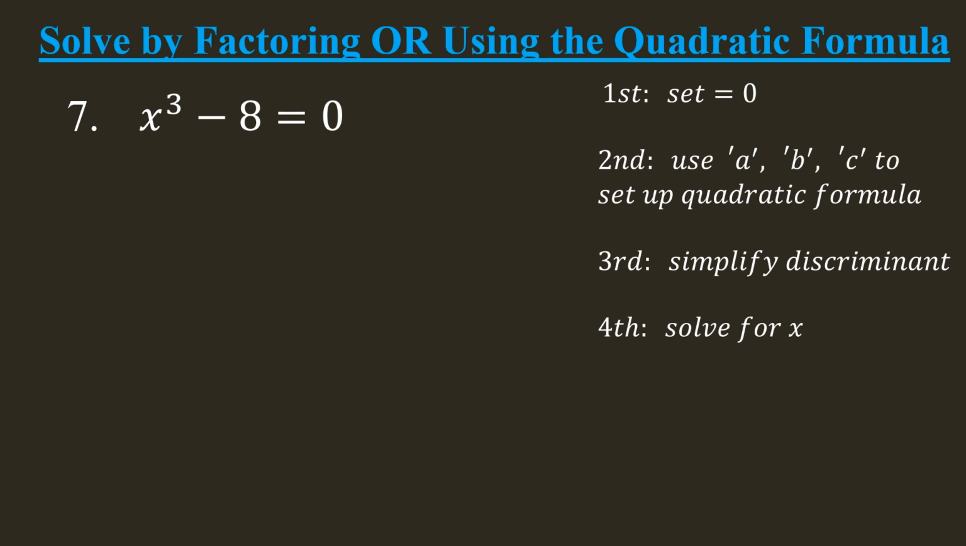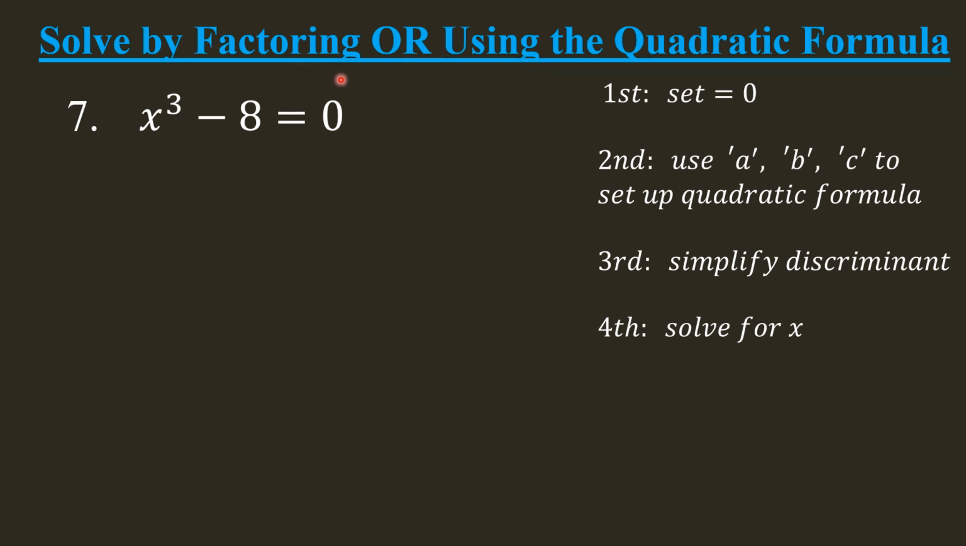Okay, here is example 7, x cubed minus 8 equals 0. Right off the bat, I notice this one's a little different because it's raised to the third power. If we're solving a quadratic using the quadratic formula, I can only have it to the second power. All right, so we've got to figure out how to simplify this to get it to be an x squared equation. We're going to factor.